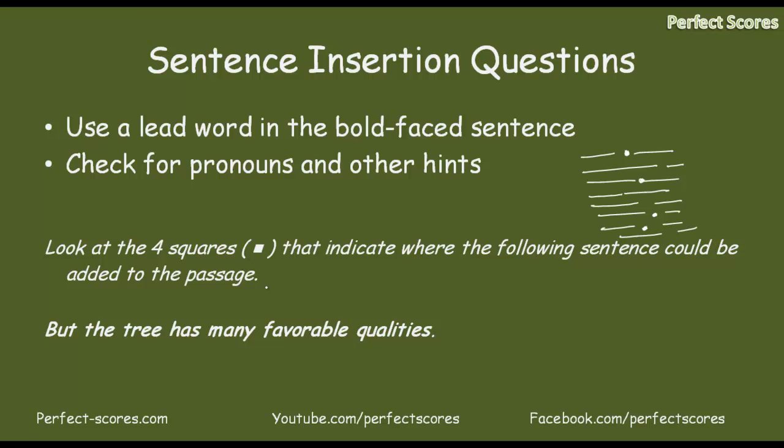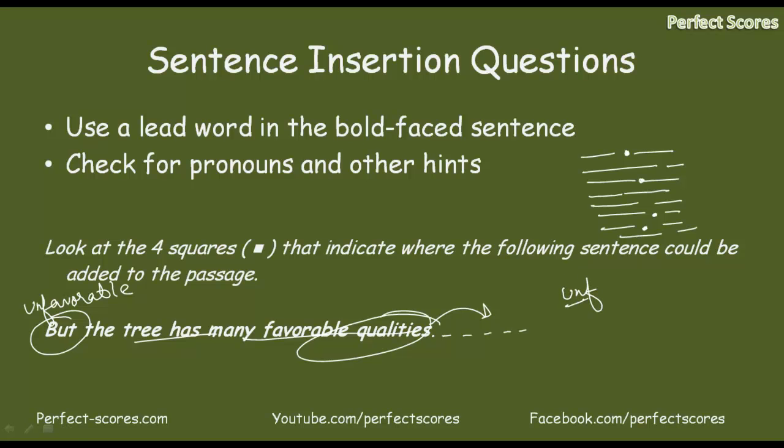So one thing, look at the lead words. It starts with "But the tree has many favorable qualities." So you need to guess a little bit. What do you think is going to happen before that? Obviously we are going to talk about the unfavorable qualities or the bad things or the disadvantages of the tree. And after this, some of those favorable qualities should come. So wherever you get a location where you talk about the unfavorable things, then you have that square, and then you have some favorable qualities, that is going to be the position in which this sentence should be inserted.